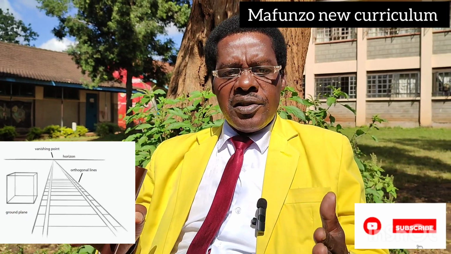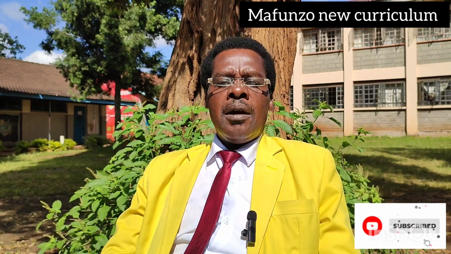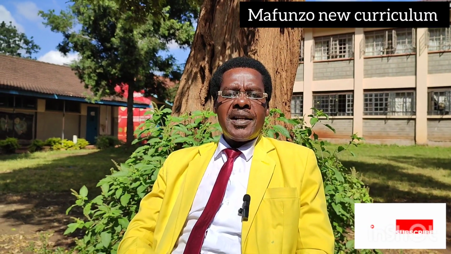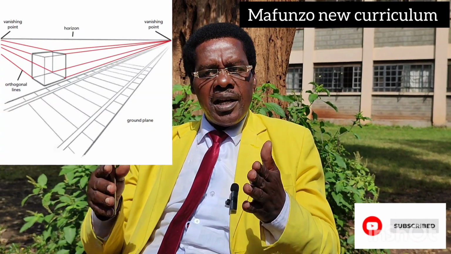Before anything else, I want us to understand the term perspective. What is perspective? Perspective is the way objects appear in relation to each other, depending on the distance from the viewer. The way objects appear in relation to each other, depending on their position from the viewer. That is the meaning of perspective.